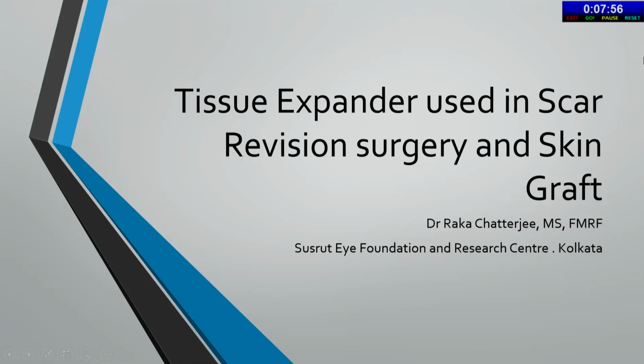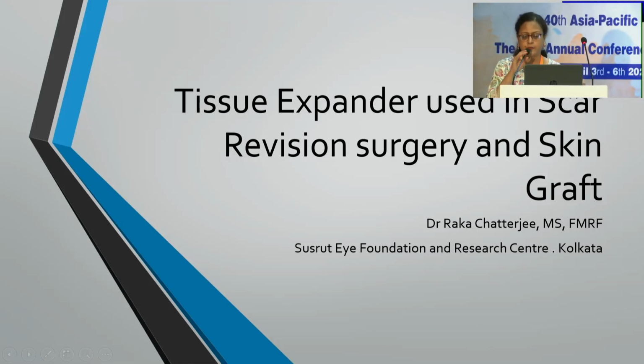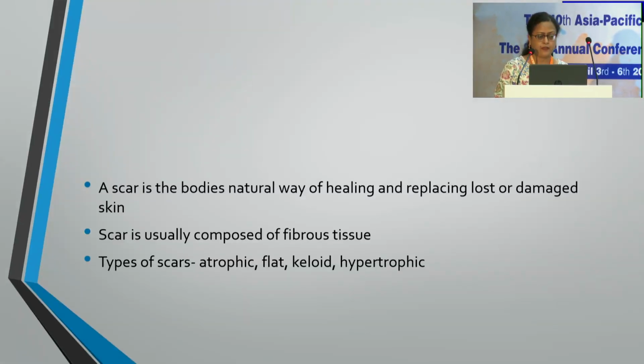Thank you, sir, for including me in this instruction course. Now, I shall be talking on the use of tissue expander in scar revision surgery and skin graft. Now, a scar is the body's natural way of healing and replacing lost or damaged skin. The scar is usually composed of fibrous tissue. Now, there are different types of scar. Clinically, it can be atrophic, hypertrophic, flat, or a keloid.